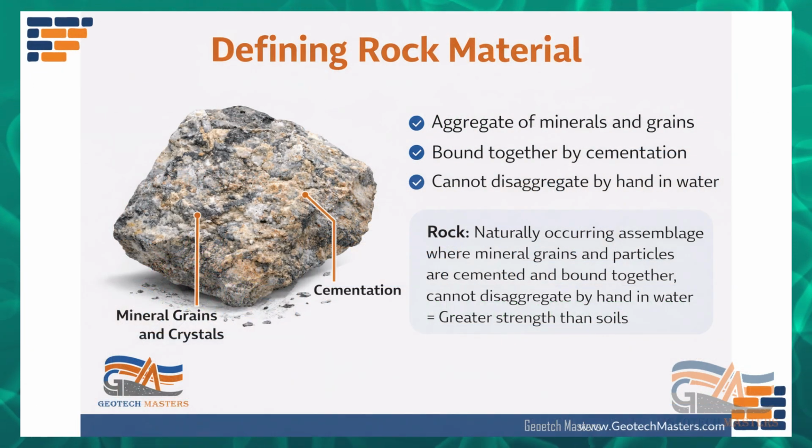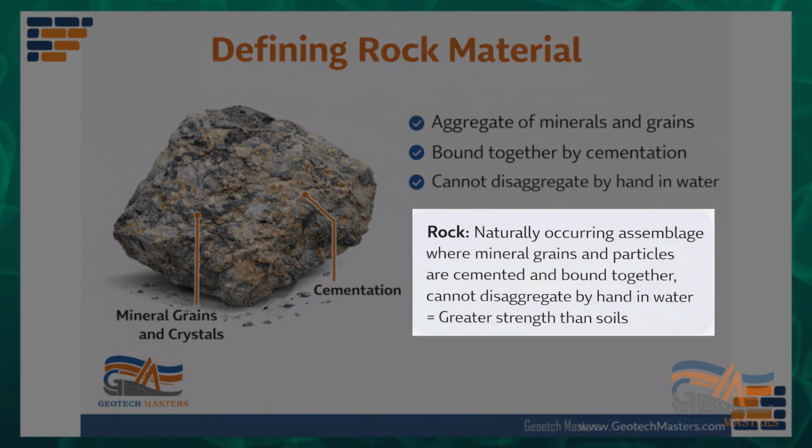Now, let's look at the official terms and definitions from the standard. First, we have rock. In this context, we often call it intact rock or rock material. Rock is a naturally occurring assemblage. It is an aggregate of mineral grains, crystals, or mineral-based particles. These particles are compacted, cemented, or otherwise bound together. This binding is what gives rock its strength.